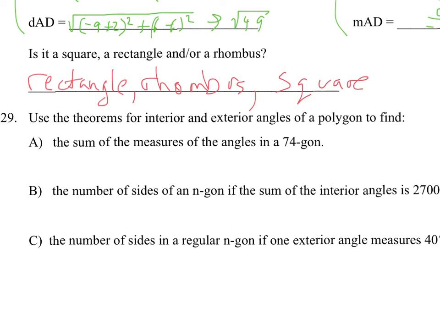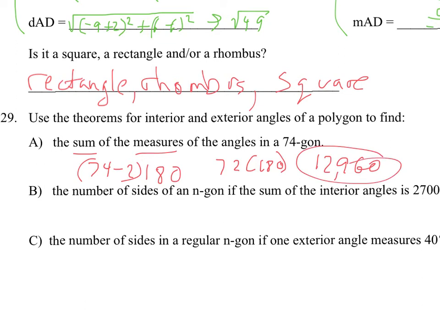All right, looking at 29. Use the theorems for interior and exterior angles of a polygon to find the sum of the measures of the angles in a 74-gon. So the sum of the measures, we're going to use our formula 74 minus 2 times 180. So that's basically just 72 times 180. When you do that, you should get 12,960.